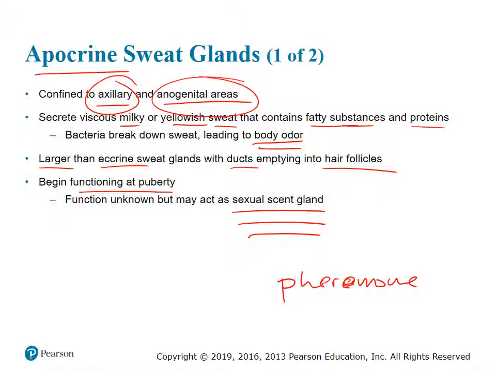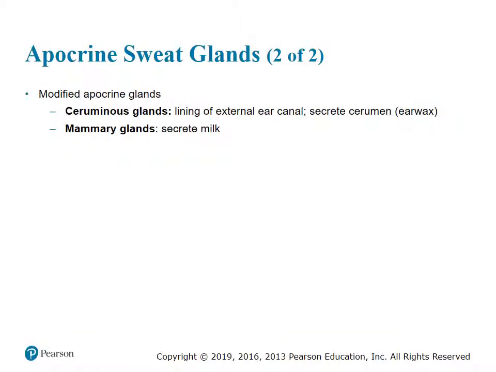The cologne business is actually based on this, right? Because there were chemists at one time that saw this kind of thing and said, okay, we can make something almost exactly in that area, and that's where cologne and perfume come from. Attractants. So there are two modified apocrine glands here as well. What we call a ceruminous gland.